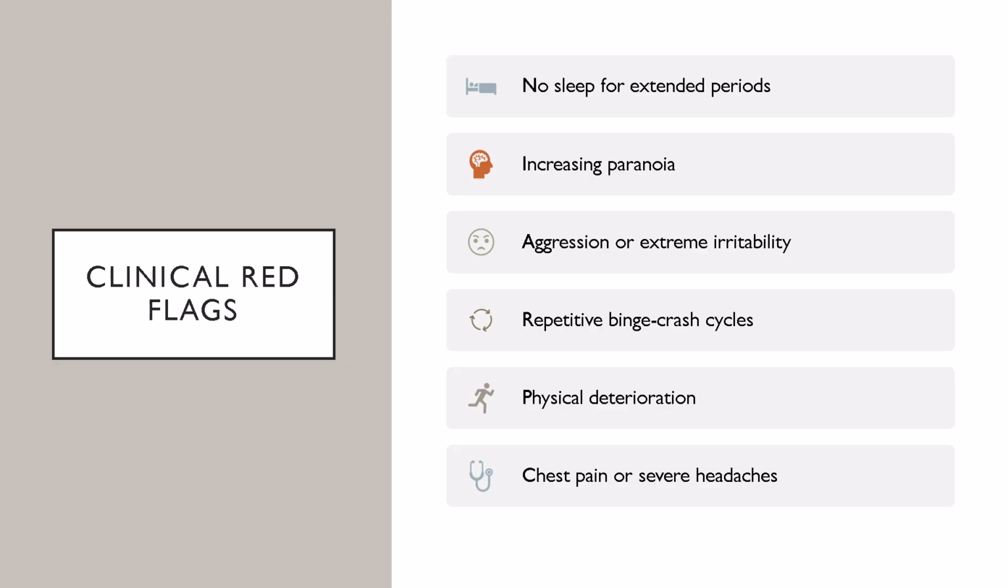Physical deterioration like weight loss, sores, exhaustion, visible depletion, that's another red flag. Chest pain, severe headaches, other possible cardiovascular symptoms, we always need to take those seriously, and that's going to require urgent medical evaluation. So recognizing the red flags is going to help you identify when the situation may be moving beyond routine counseling and into a level of severity that may require higher urgency or a stronger coordination or additional referral. Because this is just one of the main clinical functions of this pharmacology knowledge.